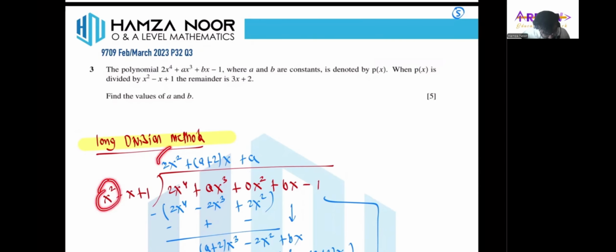So x square multiplied by 2x square will give you 2 multiplied by x raised to the power of 4, and this 2x square is multiplied by minus x, so this will give you minus 2x cube, and then 2x square will be multiplied by 1, so this will give you 2x square.